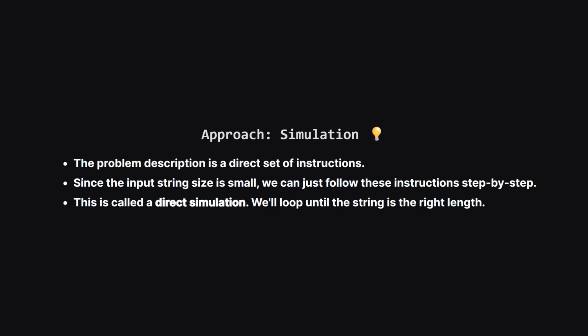So what's our strategy here? Well, the problem description is basically a recipe. It tells us exactly what to do, step by step. Since the strings we're working with are pretty small, we don't need a super clever or complex algorithm. We can just do what it says. This approach is called a direct simulation. We'll write code that mimics the process we just walked through by hand.